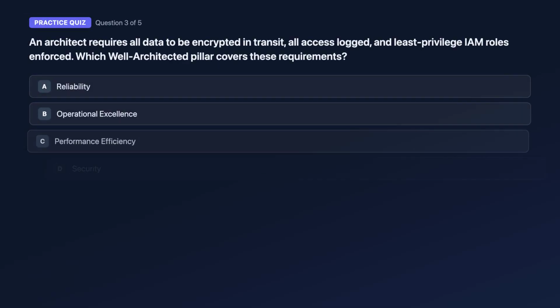Question 3. An architect requires all data to be encrypted in transit, all access logged, and least privilege IAM roles enforced. Which well-architected pillar covers these requirements? A, reliability, B, operational excellence, C, performance efficiency, or D, security? Got your pick? Let's see.